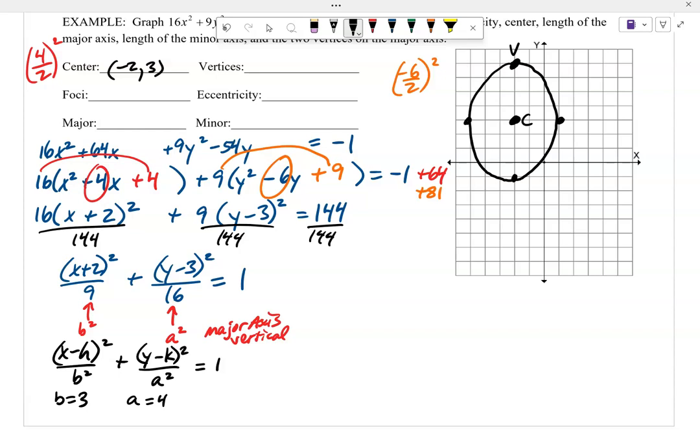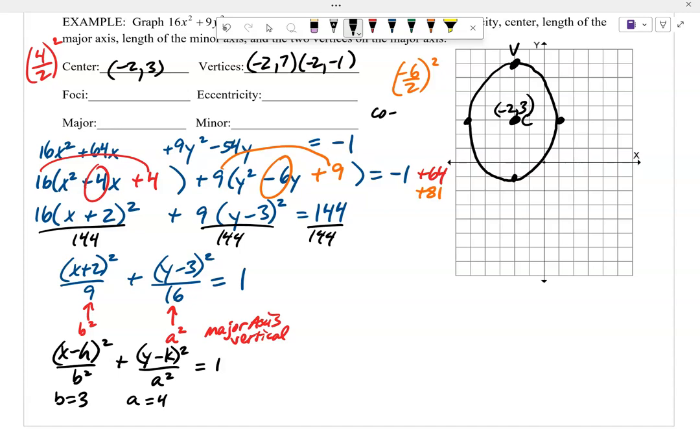So my vertices would be, since this center was at negative 2, 3, I went up 4 and down 4, right? So the y value changes. Negative 2 stays the same, but 3 plus 4, that'd be 7. And then 3 minus 4 would be negative 1. So there would be my vertices.